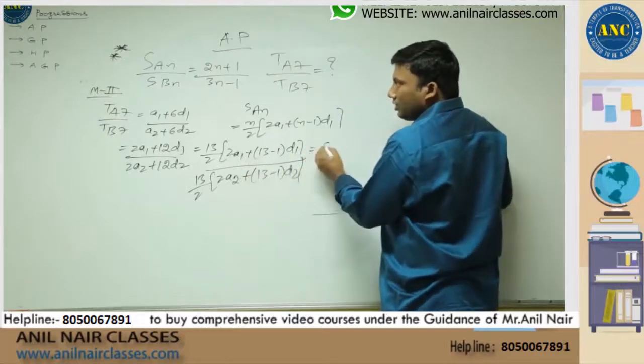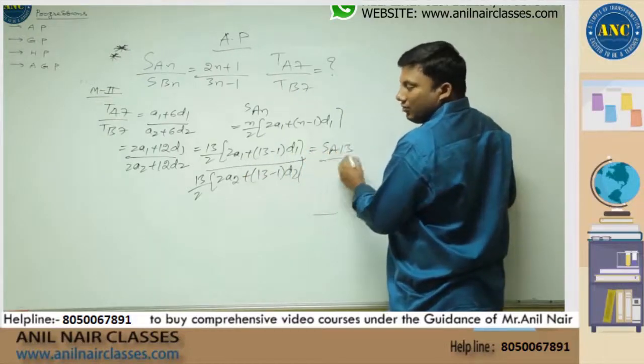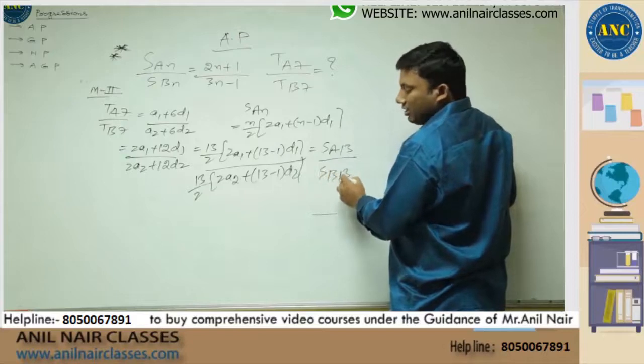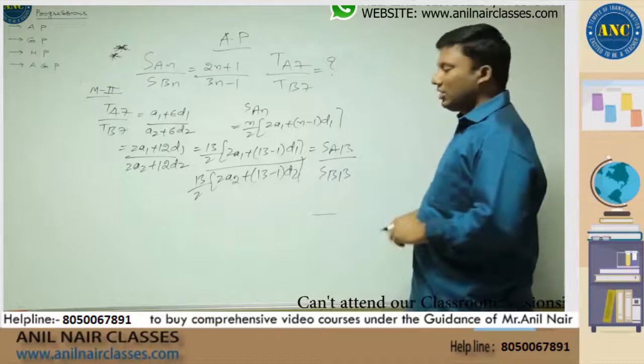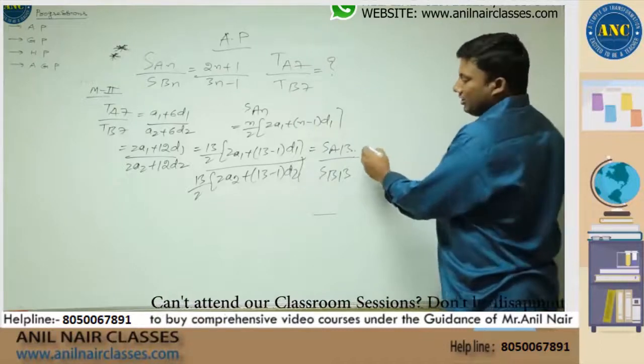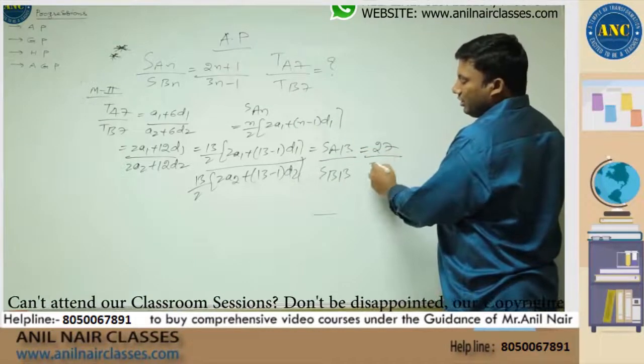What is this value, sir? SA13. What is this value? SB13. Wherever n is there, how much you have to substitute? 13. Yes or no? 27 divided by 38.